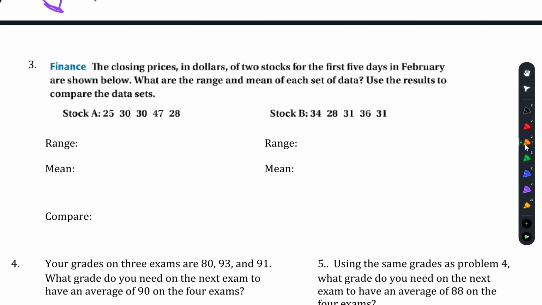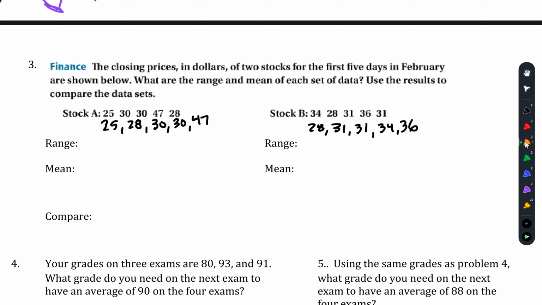Let's first find the range of each one of these stocks. In order to do this, I really recommend you reorder these. I like to do that first anytime I look at a problem. So I'm going to put these in order from least to greatest. Just helps me a little bit. 28, 31, 31, 34, 36.